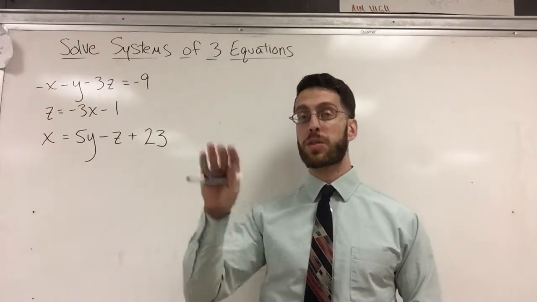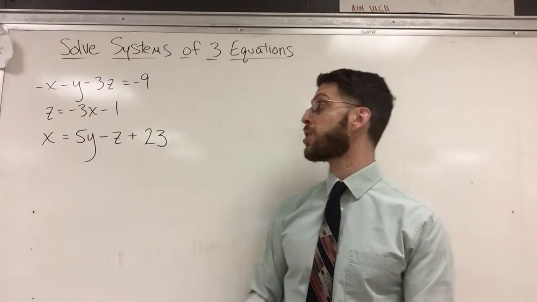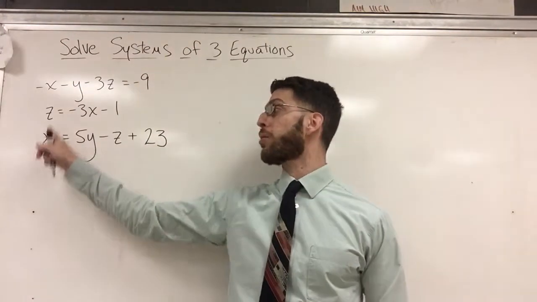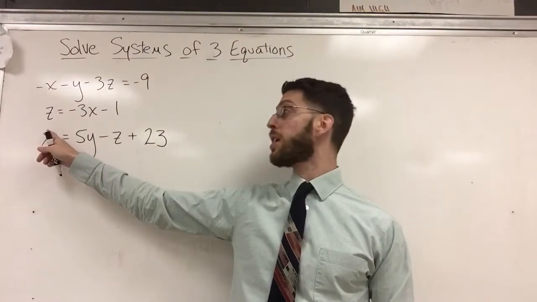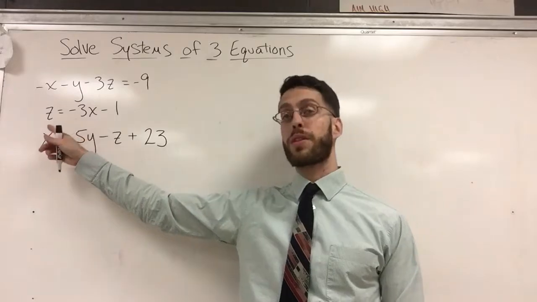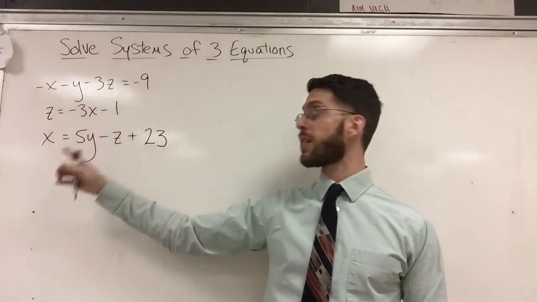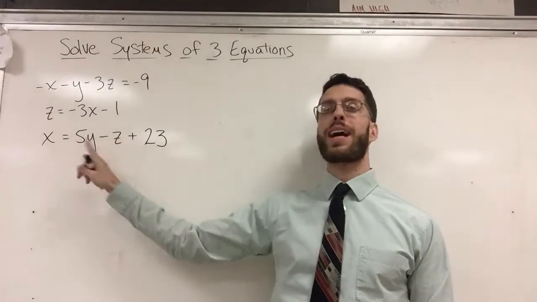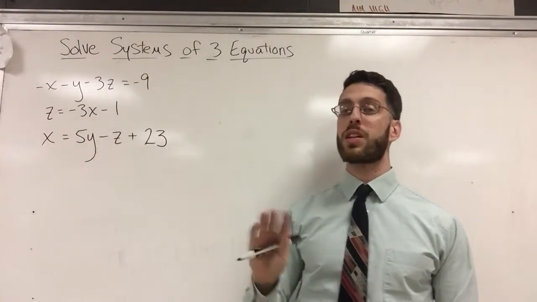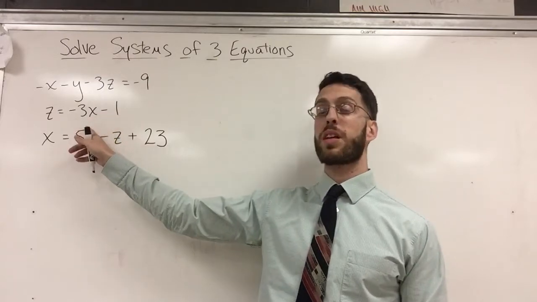Usually if I see my variables lined up, then I want to use elimination. Here I have two variables lined up. The reason I'm going with z is because I would call this z in terms of x. Z is equal to something to do with x. Here, x is in terms of y and z. That's two variables, so it doesn't clean it up as nicely. This one looks like it's going to clean up nicer.